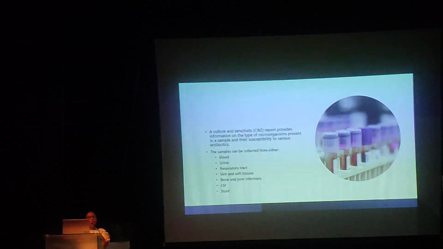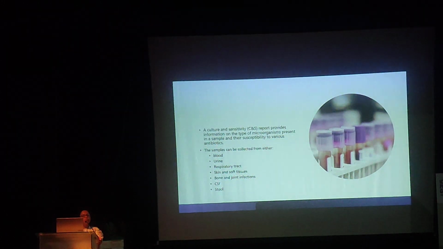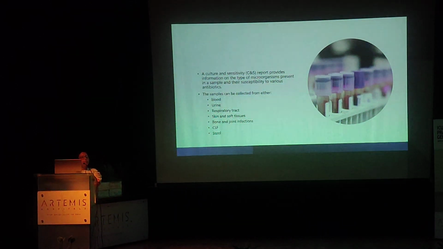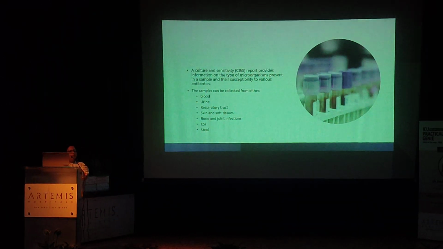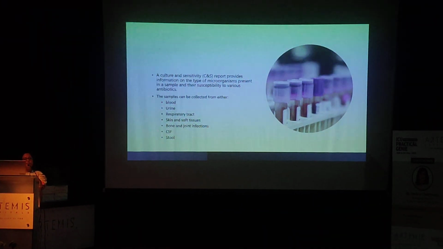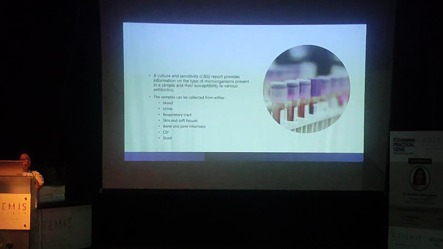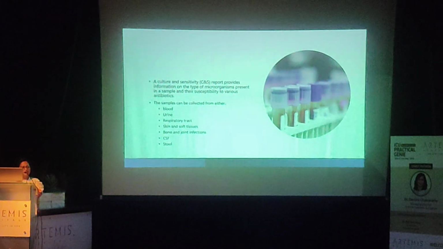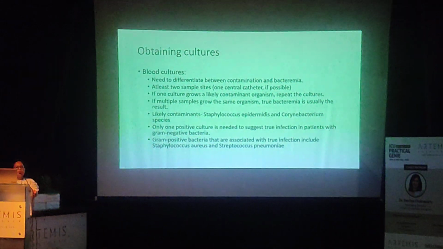A culture and sensitivity report provides information on the type of microorganism which is present in a sample, and then their susceptibility to various antibiotics. So a sample can be withdrawn from various sites of the body. It can be blood, urine, respiratory tract, skin, bone and joint tissue. In bone and joint infections also we collect samples, CSF and stool.